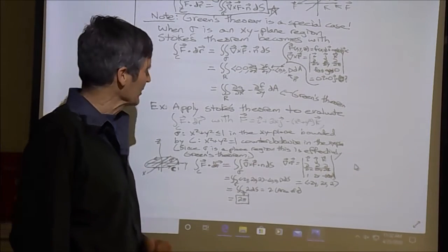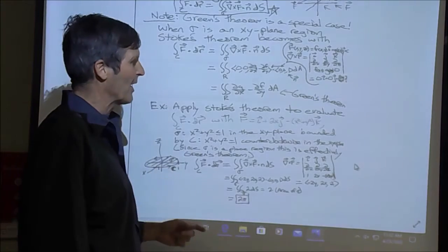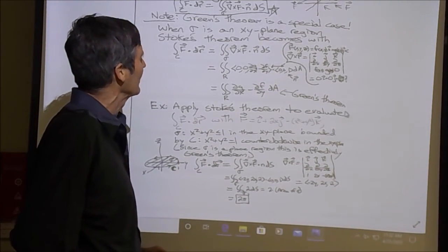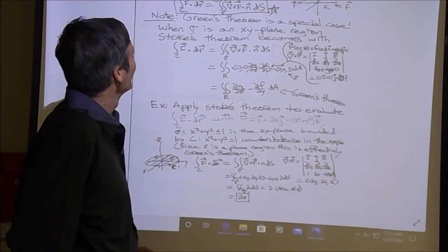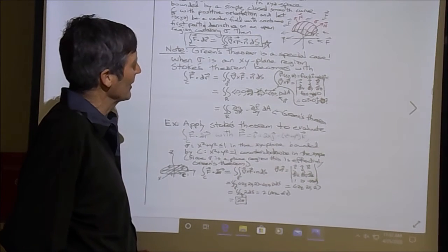Too bad it wasn't a conservative field, right? We'd just immediately say, wait a minute, the integral around a closed path is 0, and we'd be done without a calculation. Oh well. This is what Stokes' Theorem is for, when you don't have a conservative field, right? Otherwise you get 0.